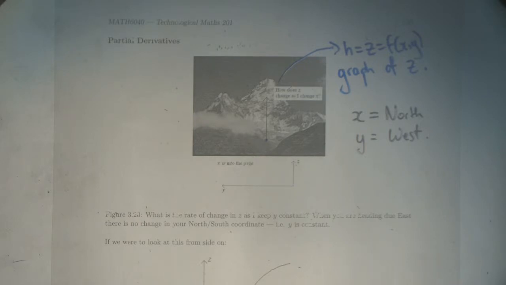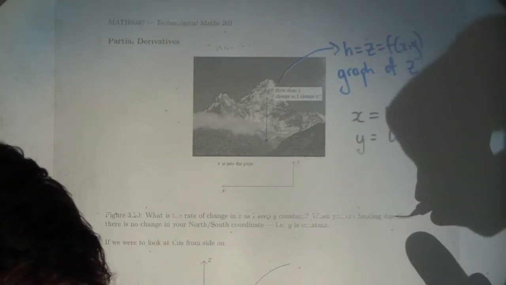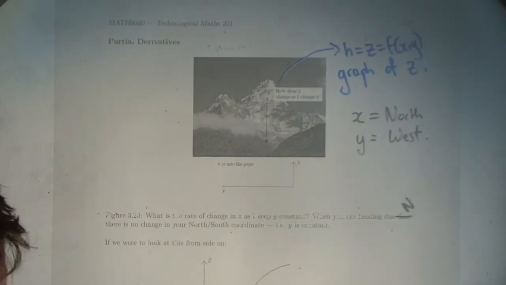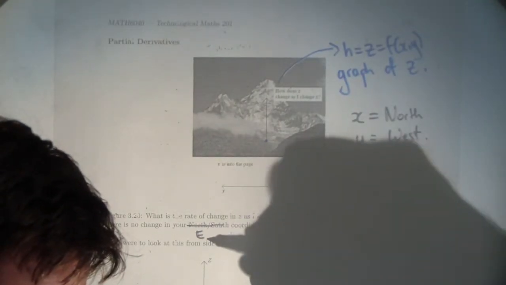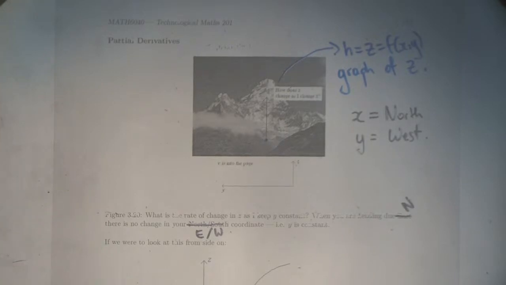Going up. It goes up, yeah, it does. Now, it depends on the room, so the thing underneath we might change. Do you know what I mean? The east-west can turn around. So, what is the rate of change in z as I keep y constant? When you're heading due north, there's no change in your east-west. So imagine the mountain there in front of you, y is west, x is north, z is the height. If you walk directly north, do you move east-west?